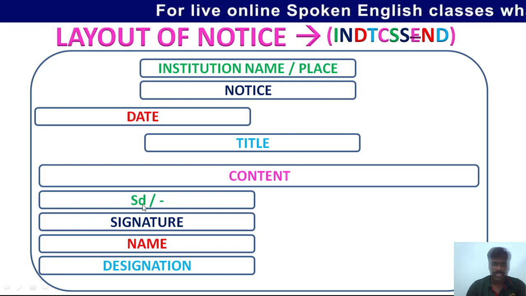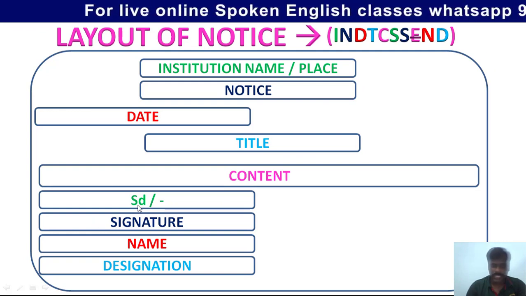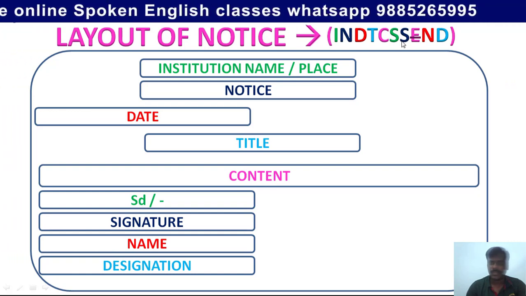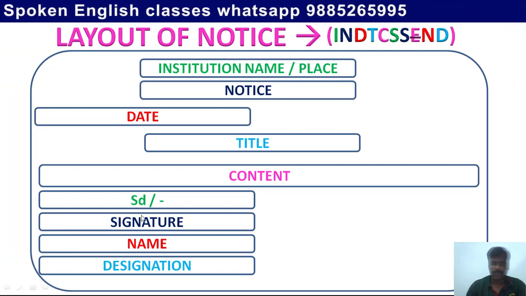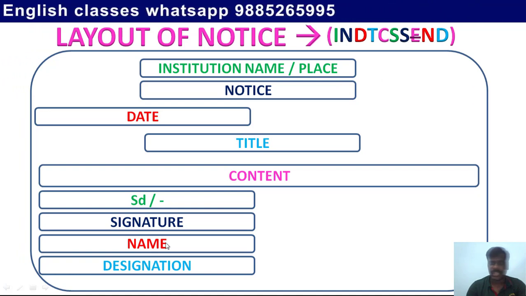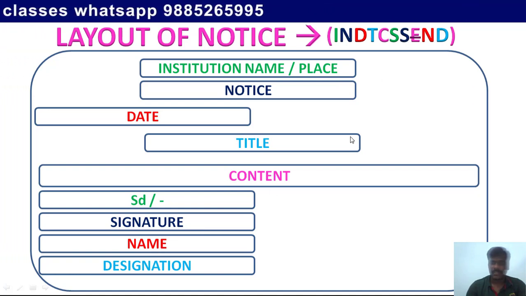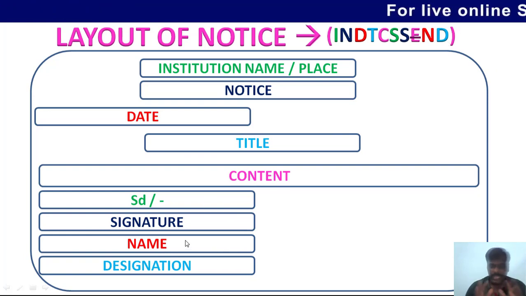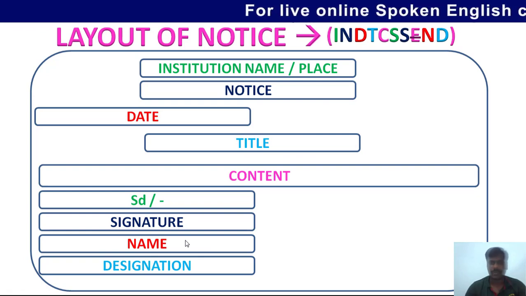S stands for SD. SD means SIGNED, signed, short form. S stands for, this is second S, it stands for signature. And N stands for name, means who is drafting this notice, his name. And D stands for designation. Designation means, here we can say like this, principal or chairman of something, that is position.